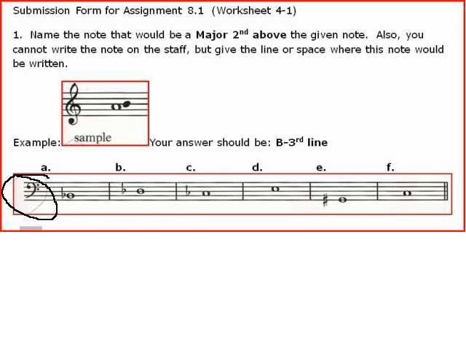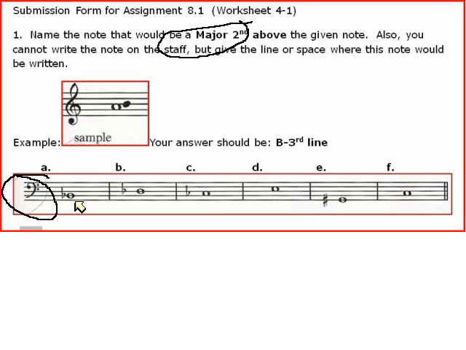So in this one, the first note that's listed there is a B flat, and it asks you to find the major second above the given note, which is B flat. So it says there that you can't insert the note on a Word document. So what you're going to do is just type out the name of the note underneath it.